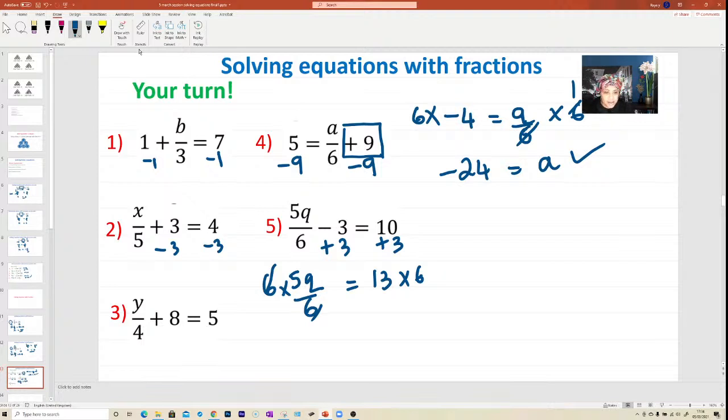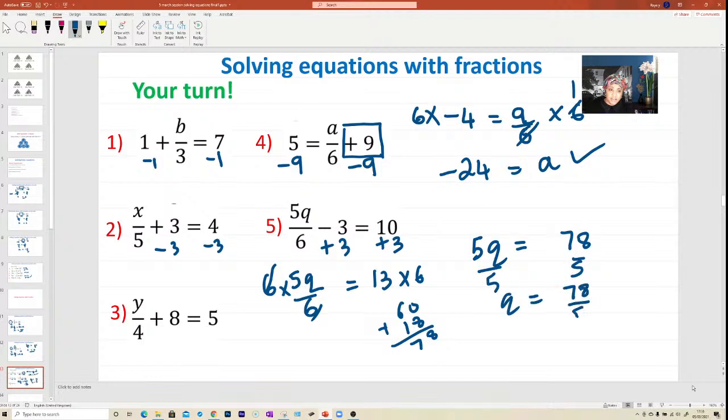So now I have 5q. Now, you don't need a calculator for this one. 13 times 6. So 10 times 6 is 60. And then 3 times 6 is 18. So you can add these two, that is 78. So 5q is equal to 78. We divide both sides by 5. And then q is equal to 78 over 5.